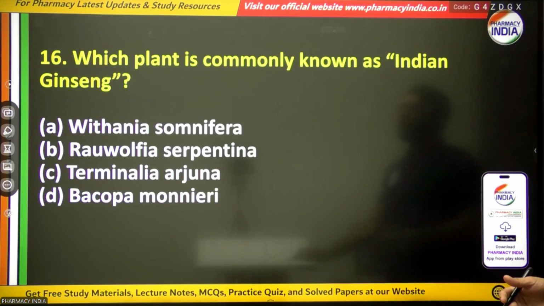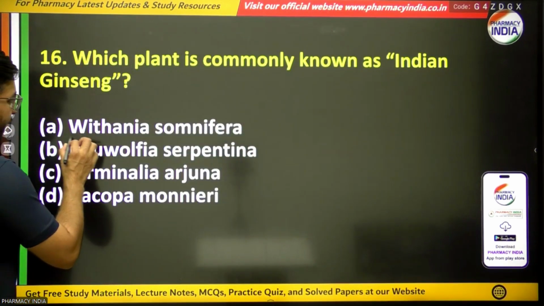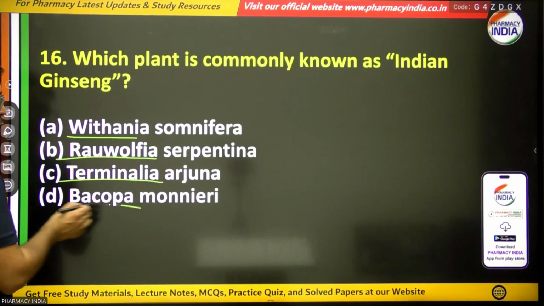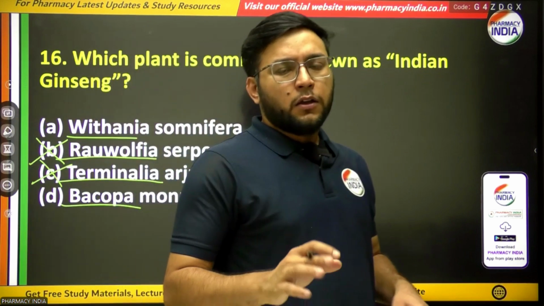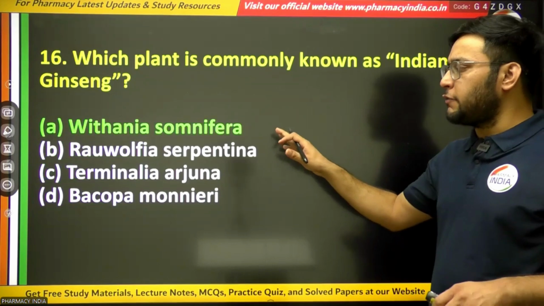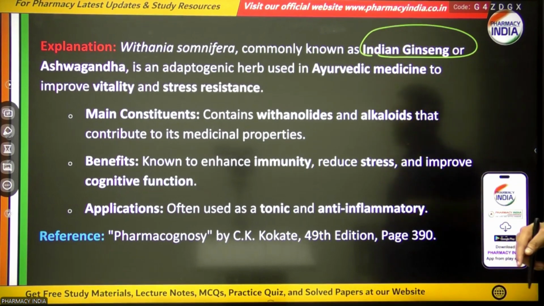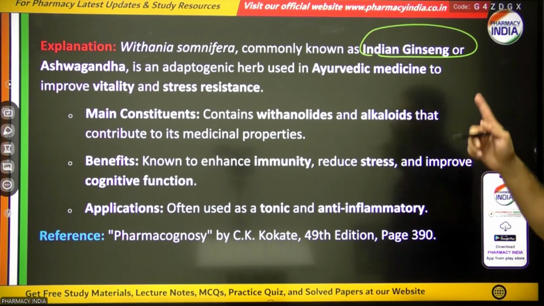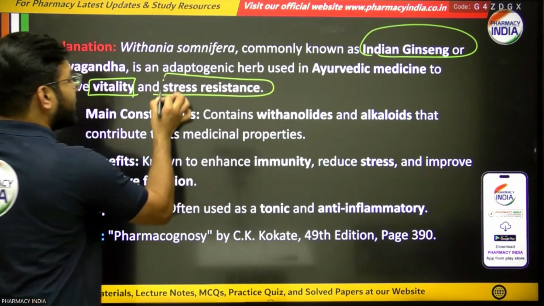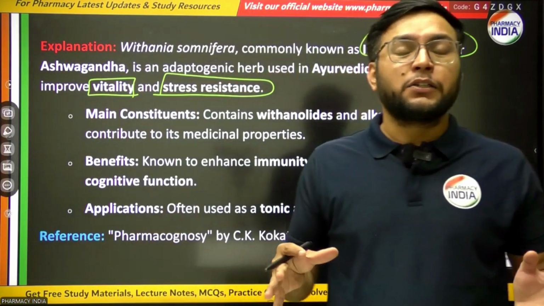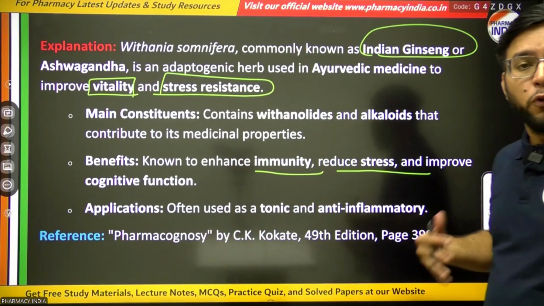Now coming on to the next question, which plant is commonly known as Indian ginseng? Withania somnifera, Rauwolfia serpentina, Terminalia arjuna, or Bacopa monnieri? Rauwolfia serpentina, no. Terminalia arjuna, no. Bacopa monnieri, no. So the Indian ginseng is known as Withania somnifera. Yes, Withania somnifera is commonly known as Indian ginseng or ashwagandha. It is used to improve vitality and stress resistance. Yes, you can see people nowadays using the tablets to relieve stress. Benefits are to enhance immunity, reduce stress, and improve vitality.